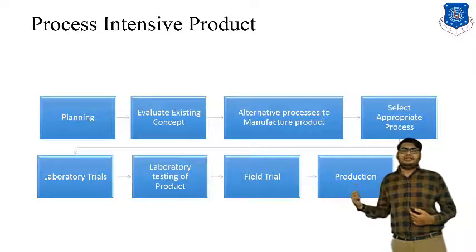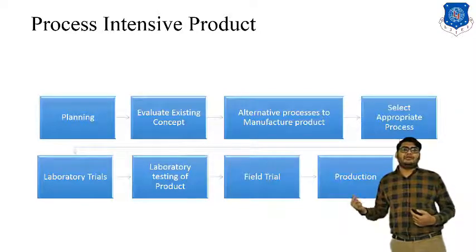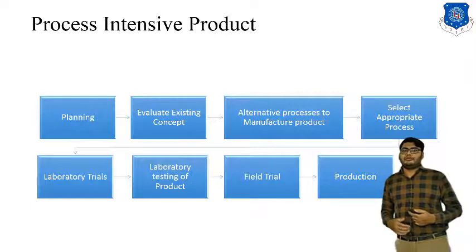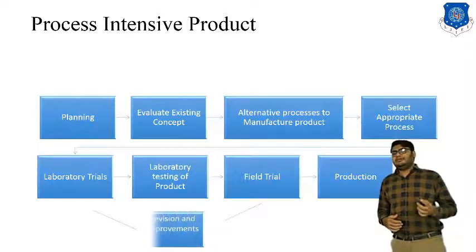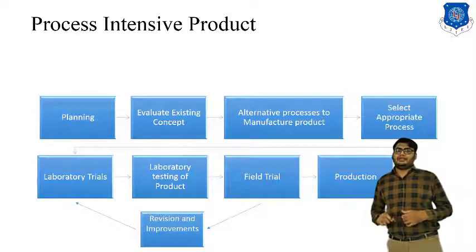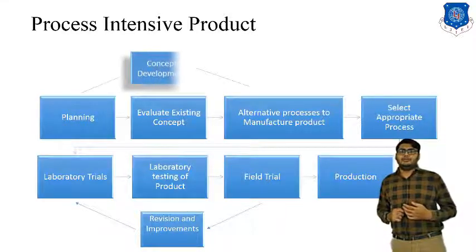After laboratory trials, we have to go to field trials because as those are chemical products, there will always be risk of something going off very badly. So we have to make sure that our product is safe. So we go for field trial and then we go for production. If in between somewhere we feel like we need to do some revision, then we again go for laboratory trials. So this is what a process intensive product life cycle will look like.